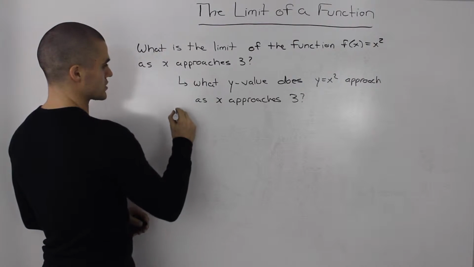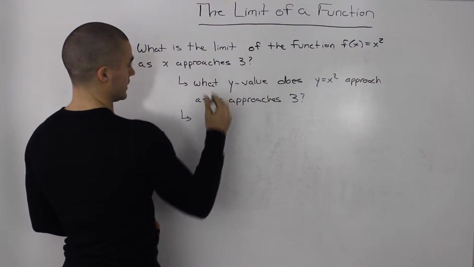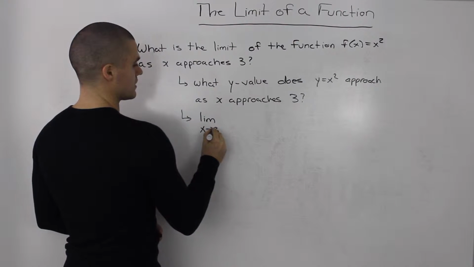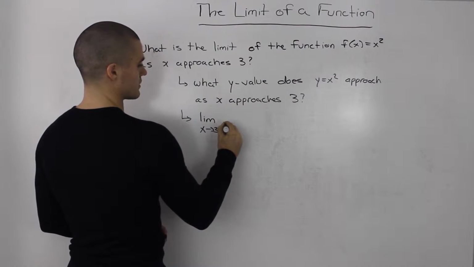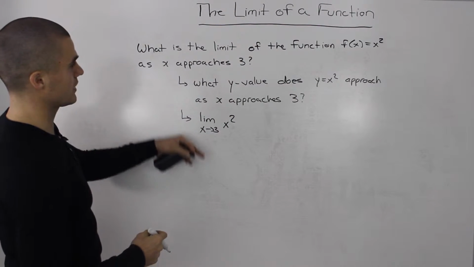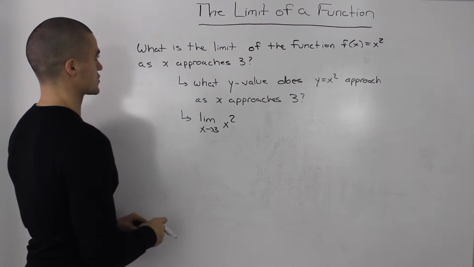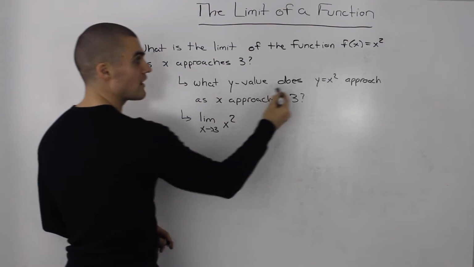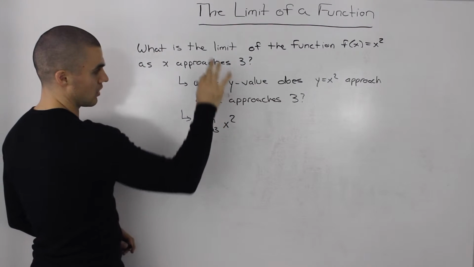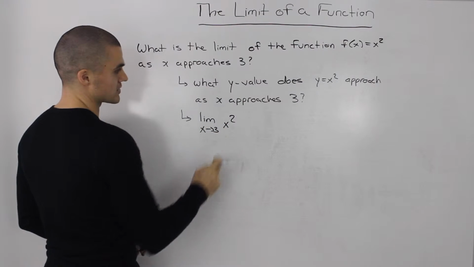Another way that you can write this question, you're going to start seeing this in the course a lot, is: what is the limit as x approaches 3 of the function x squared? Okay, so all three of these things here mean the same thing. What is the limit of the function f of x equals x squared as x approaches 3? What y value does y equals x squared approach as x approaches 3? Or we could write all of this in limit notation. So what's the limit as x approaches 3 of x squared?